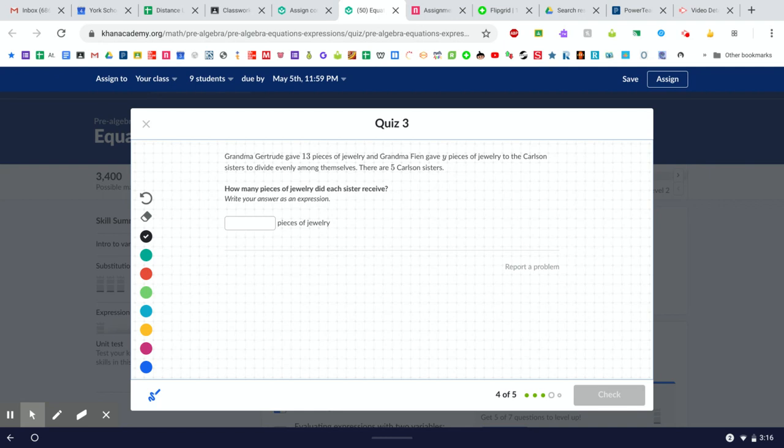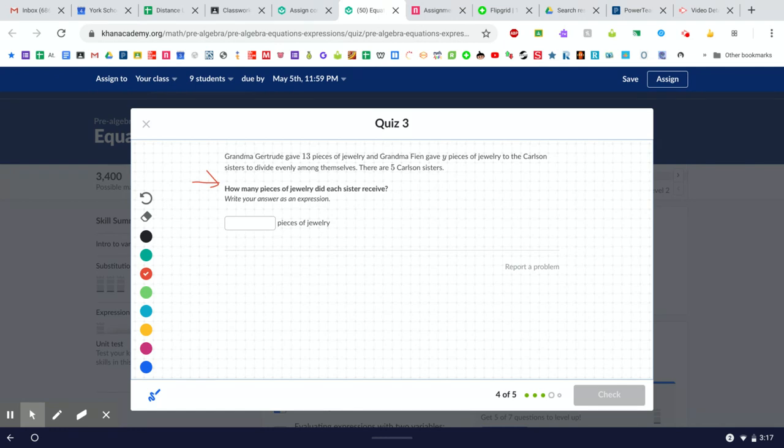So all those jewelry pieces, 13 and Y, have to be divided up amongst 5 sisters. How many pieces of jewelry did each sister receive? That's the question. Write your answer as an expression. Oh my gosh, because we don't know how much Grandma Thien gave to the sisters, do we? It's just Y.